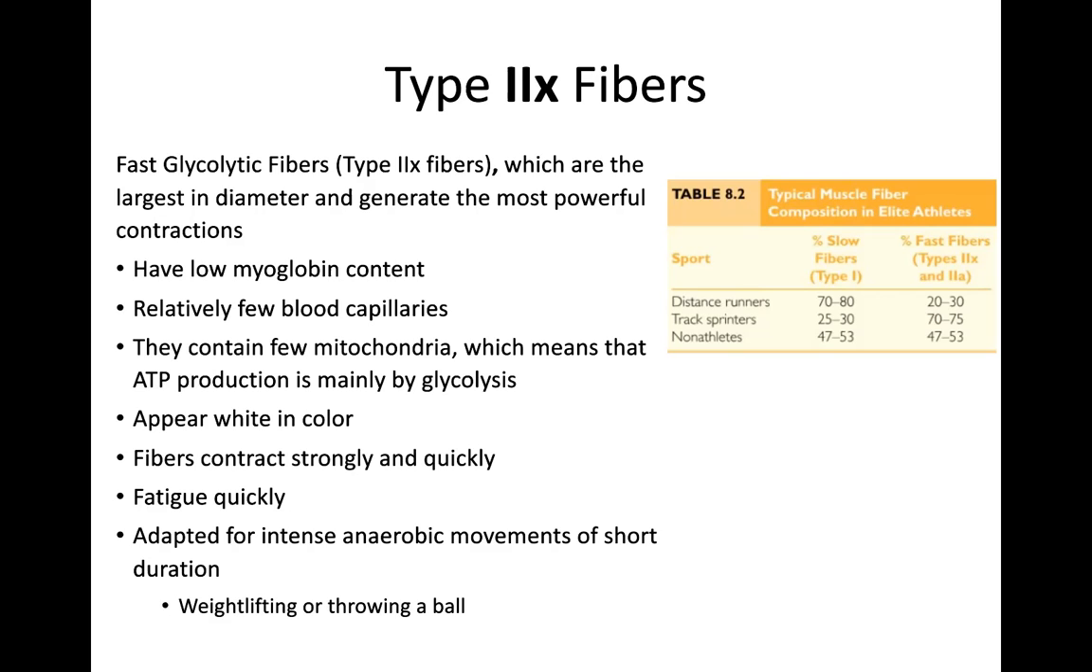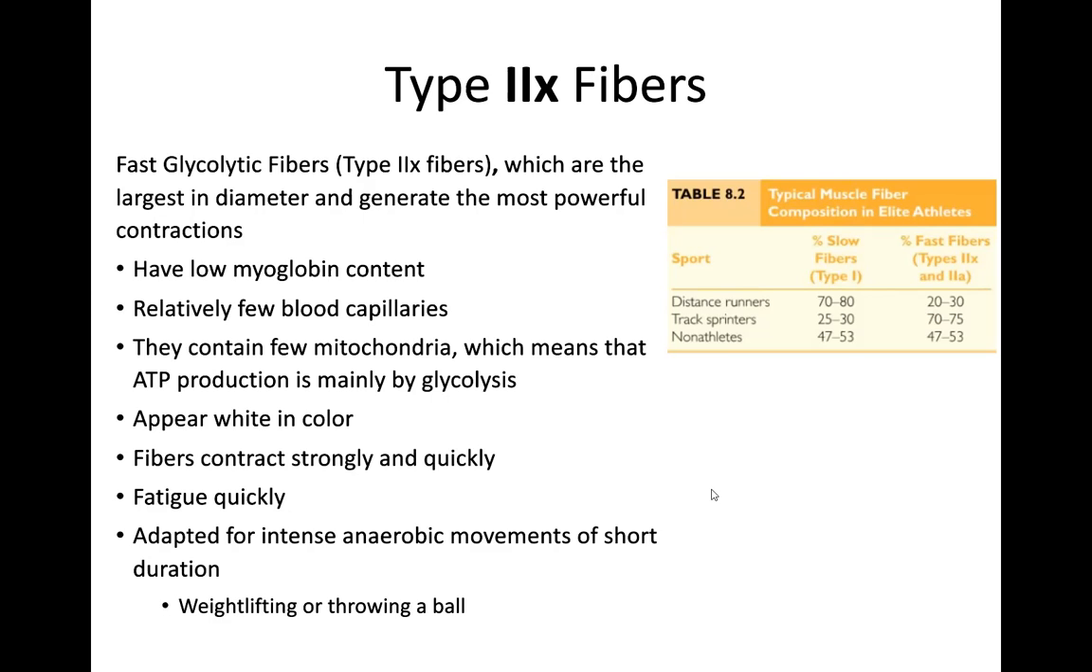So you had type 1s, which were slow, fatigue resistant, very small, not very powerful. Type 2Xs are the exact opposite of that. Okay, they're fast, hence the name fast glycolytic. Glycolytic means that they use glycolysis as their primary means of making ATP. And glycolysis, we learned a little bit about that the other day, is an anaerobic process.